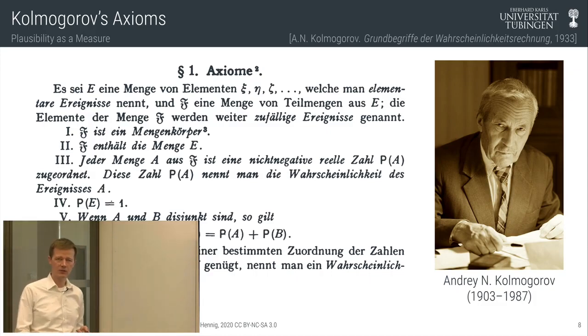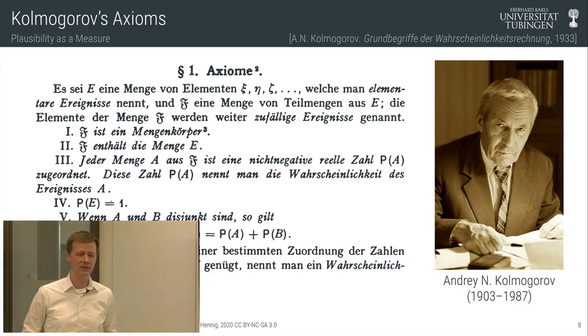The rules which Kolmogorov sets out are that for every set A in F, we define a non-negative real number. It's a function that maps from A to a non-negative real number. It's called P of A, and we will call this the probability of the event A. It requires that the probability of the entire set, the collection of all atomic events, is 1.